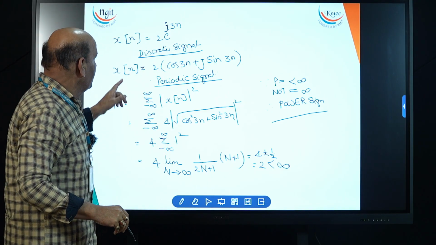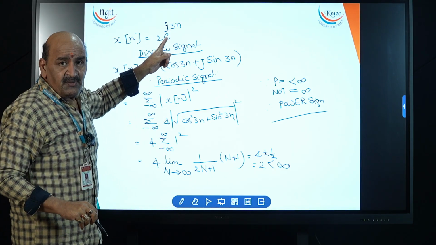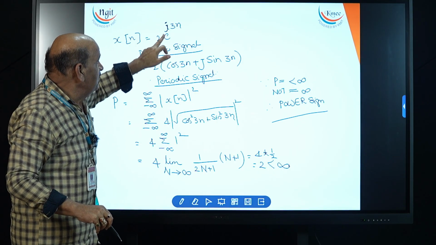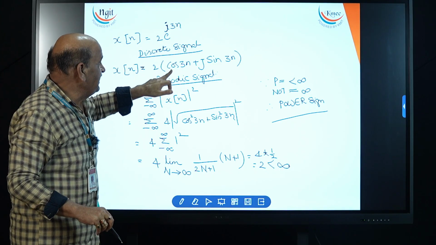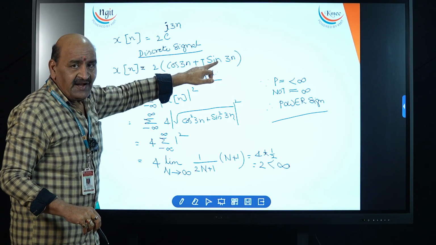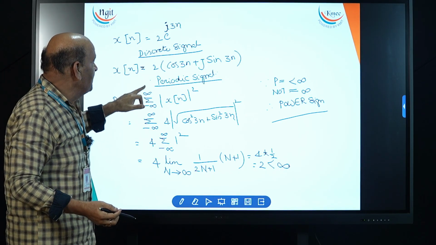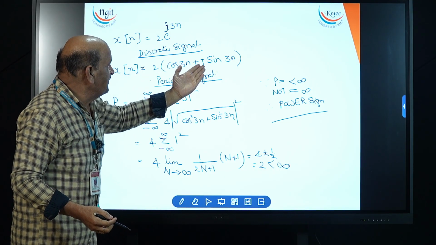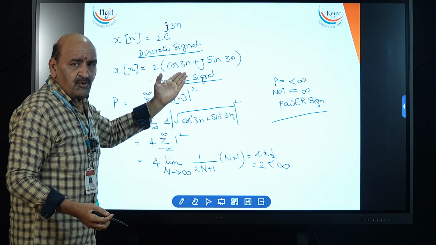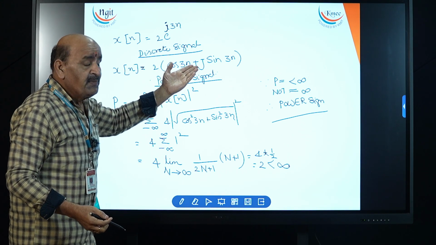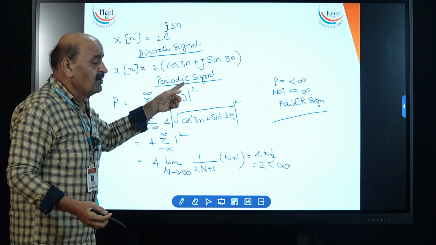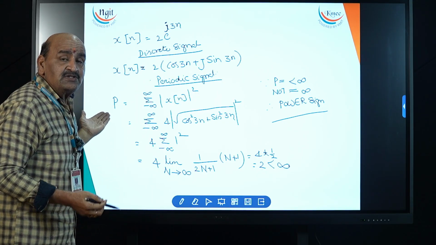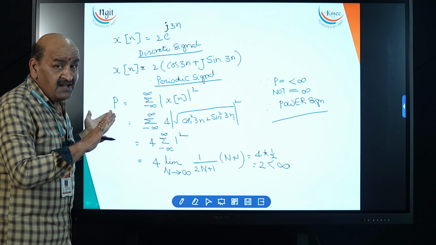Again I am repeating, whenever an exponential with an imaginary number is given, expand it. E power j theta is cos theta plus j sin theta. In that way we come to know that this signal contains one or more trigonometric terms. Whenever trigonometric terms are present, those signals are called what? Periodic signals. Whenever it is a periodic signal, directly we have to calculate for power, not for energy.